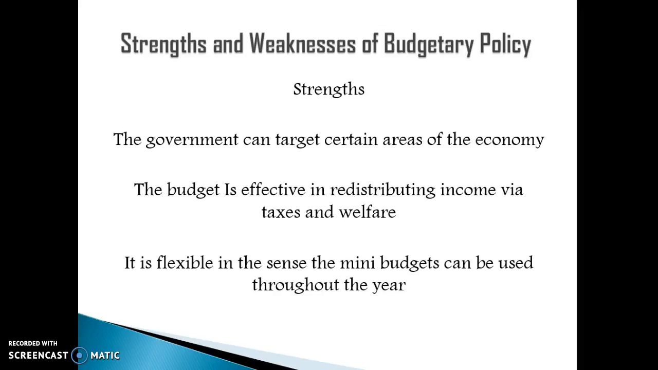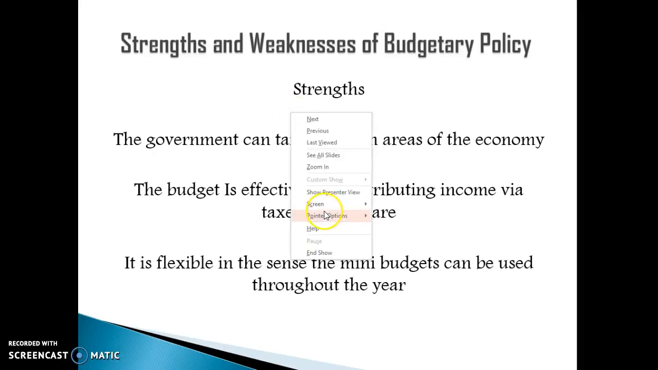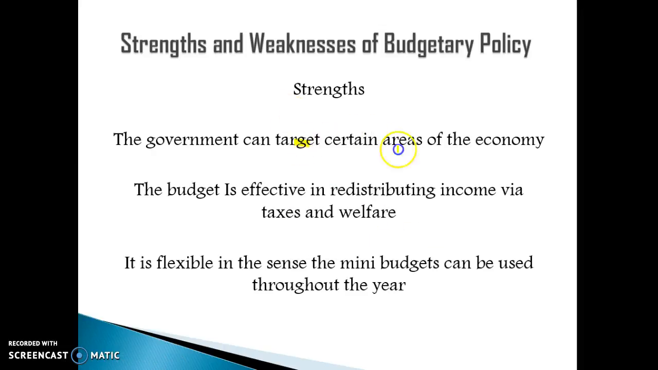First strength of budgetary policy, particularly over monetary policy, is that it can target certain sectors of the economy. So for example, if there's a high level of youth unemployment, they can target that sector of the economy and try and improve the skill level of the workforce. If there's a high level of unemployment in certain states, they have the scope to try and provide subsidies and provide assistance to those particular states. They can decide to provide more assistance for pensioners, for example, or immigrants or anything like that.